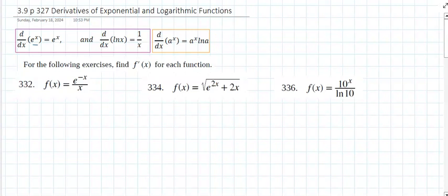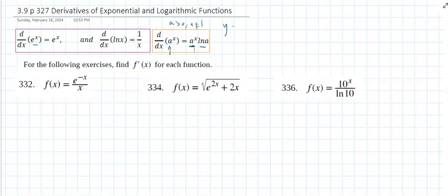Section 3.9 talks about derivatives of exponential and logarithmic functions. So it turns out if you have an exponential function, and recall what an exponential function is, it is a number raised to a variable where that number, the base, say a, is bigger than 0 and not equal to 1. So if the base is bigger than 0 and not equal to 1, then the derivative of an exponential is the exponential times natural log of the base.